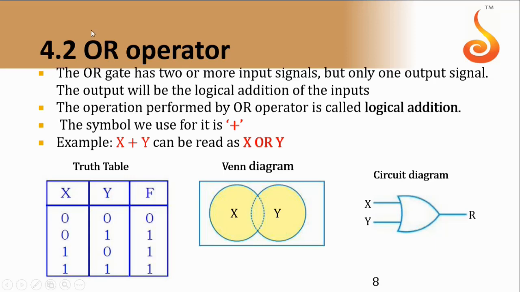Logical addition works on a truth table. So what is the truth table? If all the inputs are low, then only the result would be low for an OR gate. It can have two or more inputs, minimum two, and one output signal. Logical plus means that only when all the inputs are low will the result be low, otherwise it will be high. It is similar to "or": if one of these is true, the result will be true.